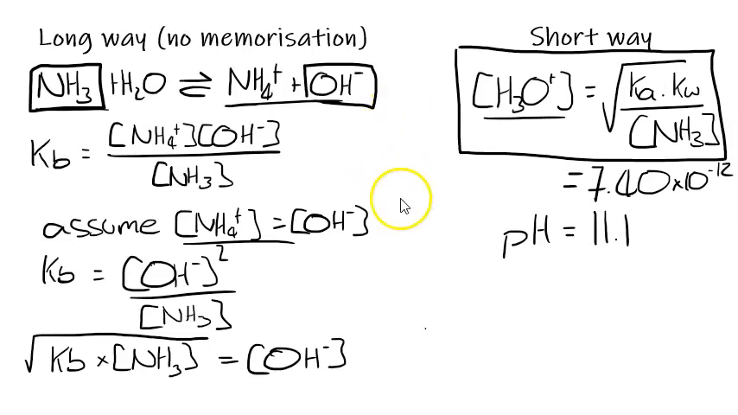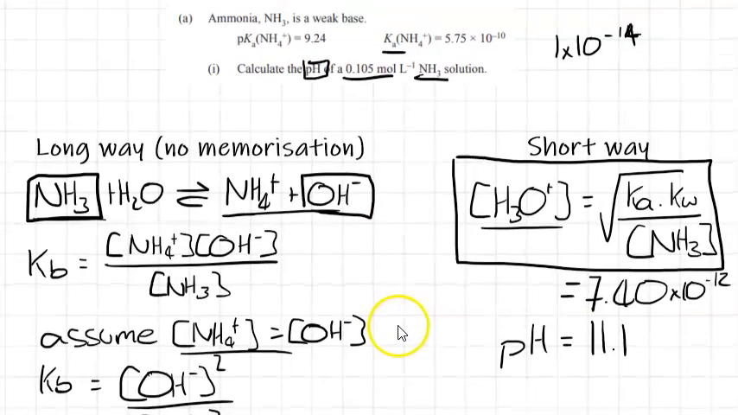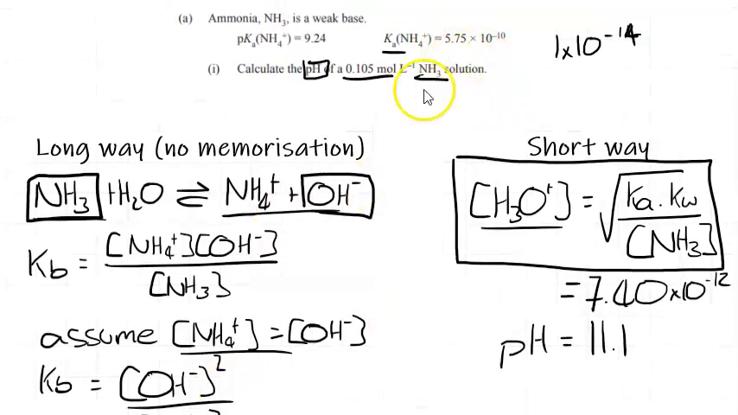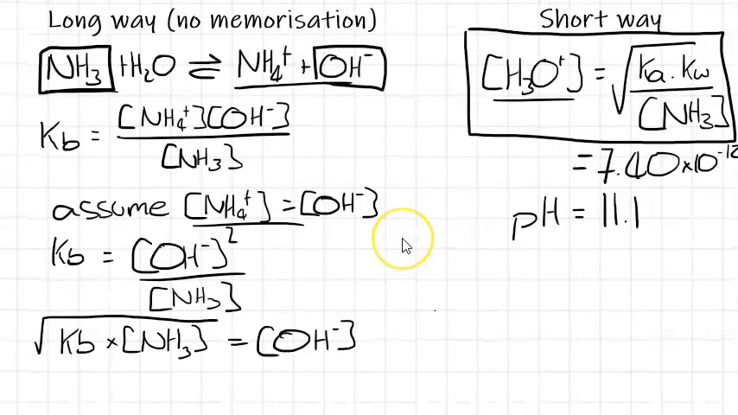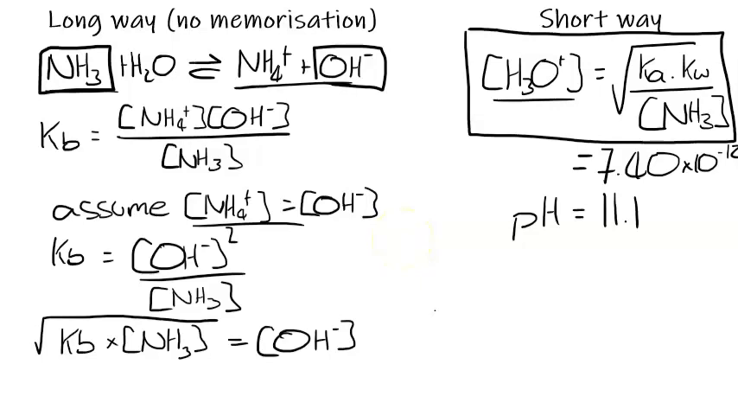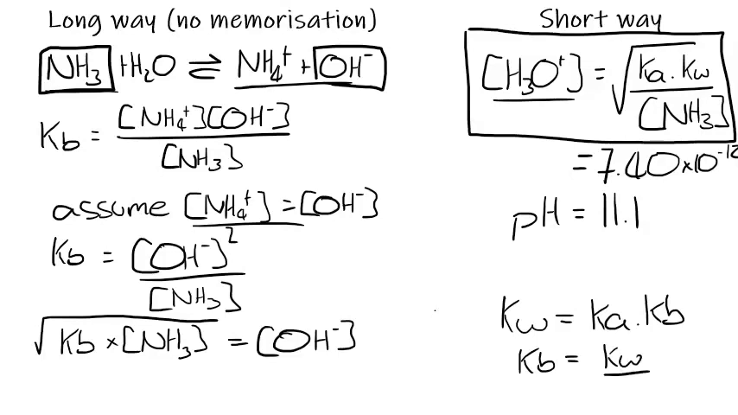But in the question, we're not given Kb. We're just given Ka. So we need to convert Ka into Kb, and I'm running out of room already, so we can use the formula Kw equals Ka times Kb. So Kb equals Kw divided by Ka. We'll insert this: instead of Kb, we'll put Kw over Ka because we have those values.